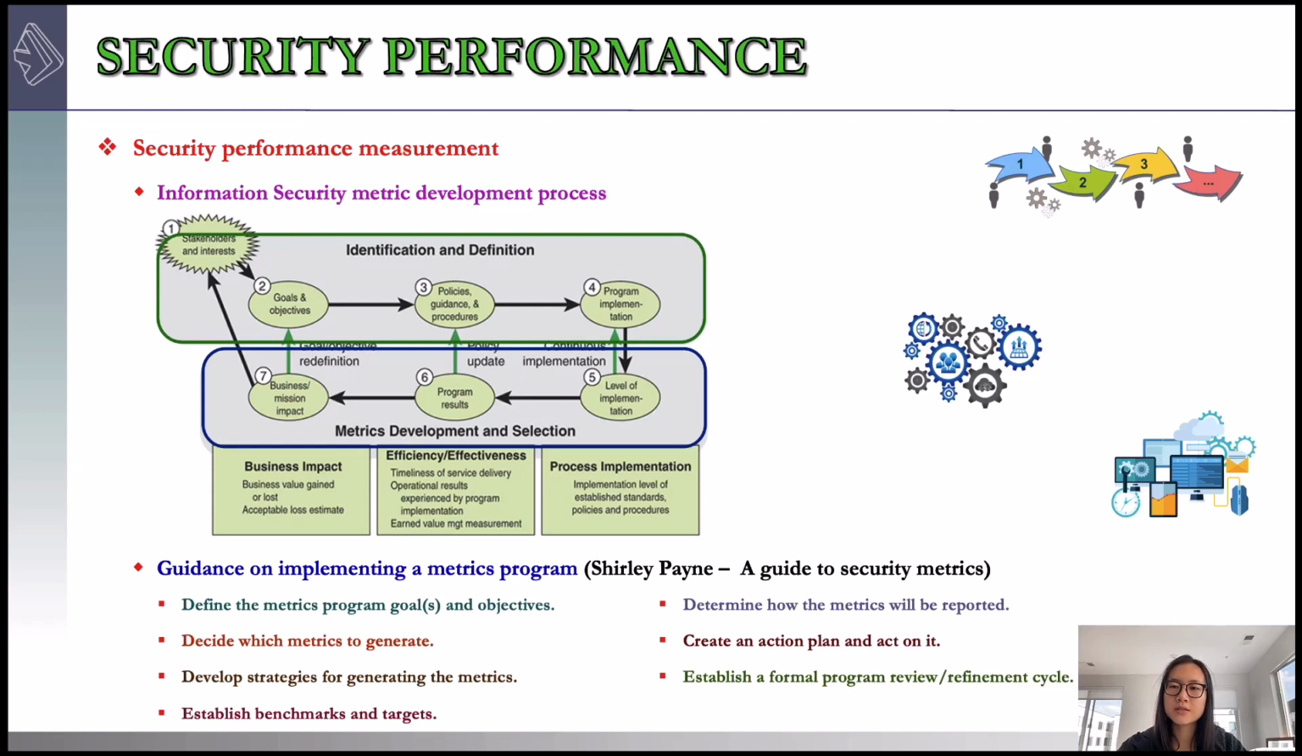And the fifth step is determining how metrics will be reported. The metrics program planner should determine the context, format, frequency, distribution method, and responsibility for reporting metrics. The sixth step is creating an action plan and acting on it. The plan should detail the steps that need to be taken to launch a security metric program, along with the timetables and assignments. And the final step is establishing a formal program review and refinement cycle. The security metrics plan should include formal regular review of the program.